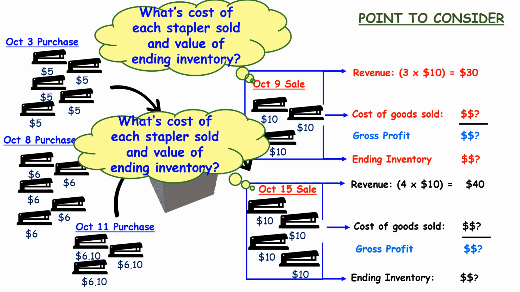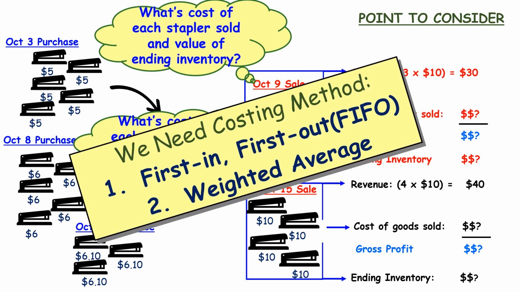These two things make it difficult to answer those questions, but we need to understand what is the cost of those 4 staplers that we sold. And similarly, we need to know the value of the remaining staplers in the box. To answer those two questions, we need a method. First method is first in, first out, FIFO, which we discussed in the previous video, so do watch that. And today's video, we are going to talk about weighted average.